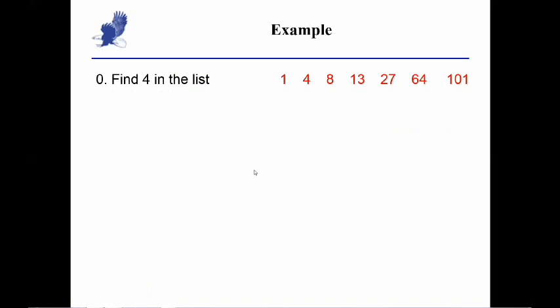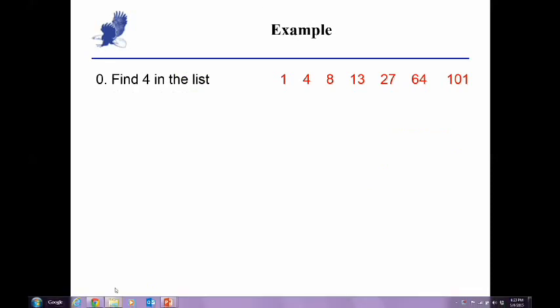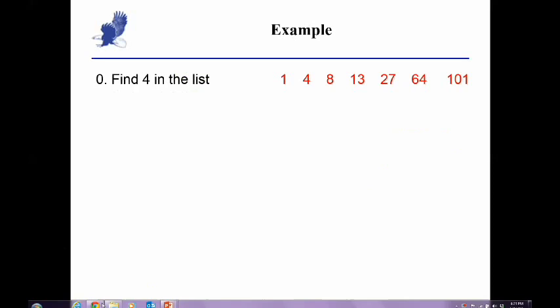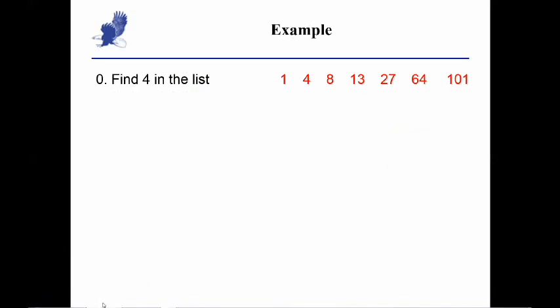Okay. Let's do an example. Let's walk through an example of a binary search. So here you'll see I've got a list of numbers. They're in order. That's important. We talked about that before. 1, 4, 8, 13, 27, 64, and 110. And I'm looking for 4. Now we know 4 is there. It's right here at this position, but once again, the computer doesn't know that.